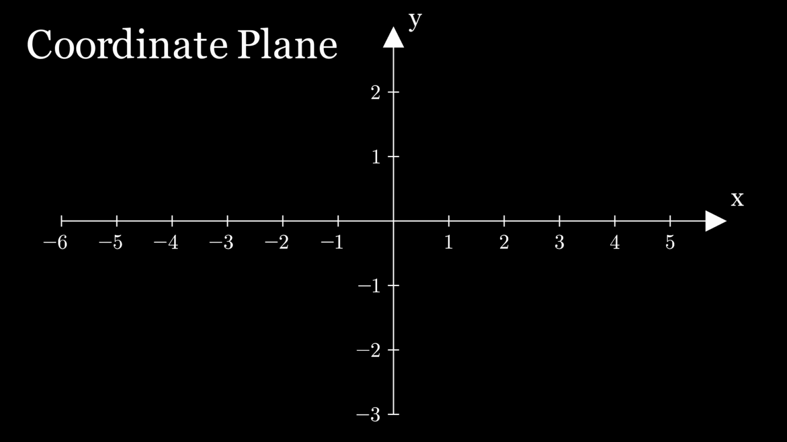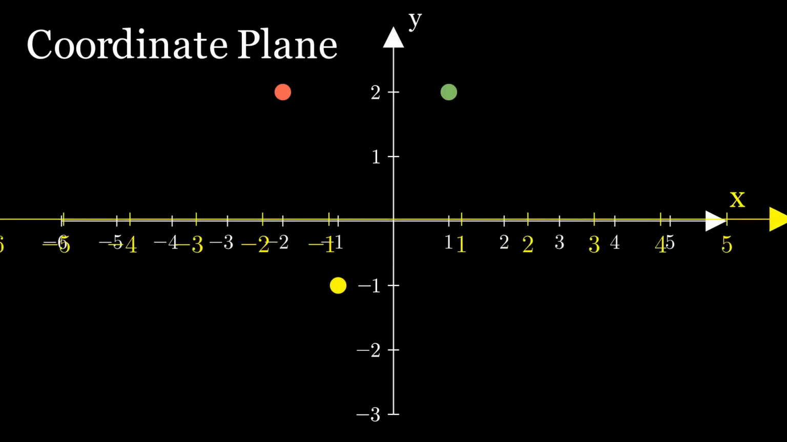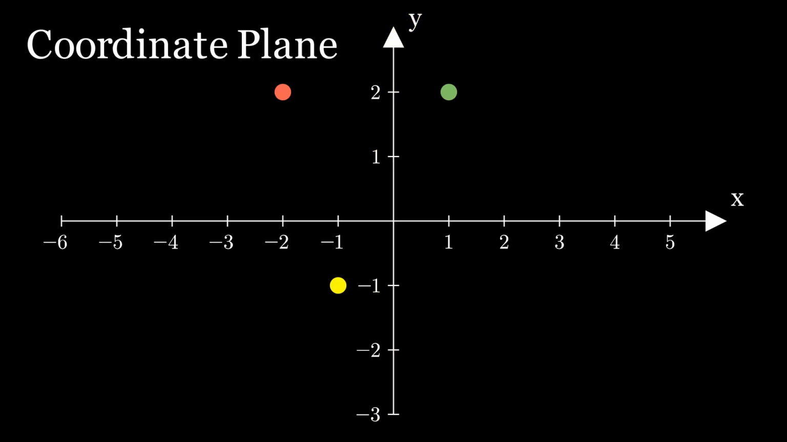Okay, so let's bring back those points from earlier. Now, since we have our x-axis and our y-axis, it's quite easy to give the location of these points. This green dot has an x-axis value of 1 and a y-axis value of 2. So we would say that it lies at the point 1, 2.